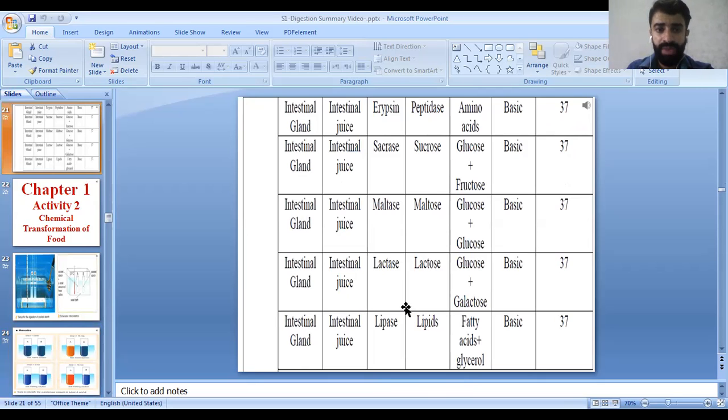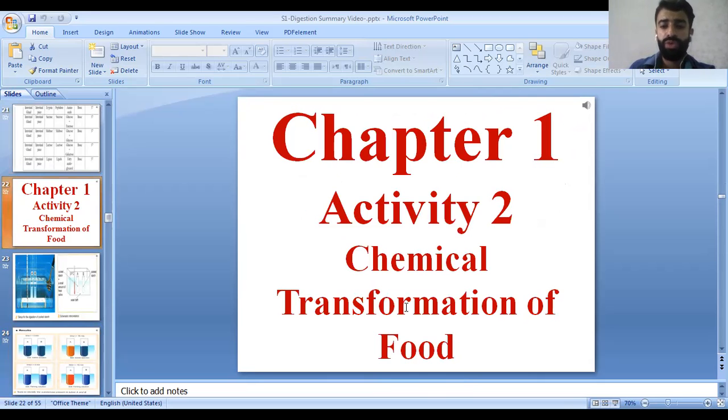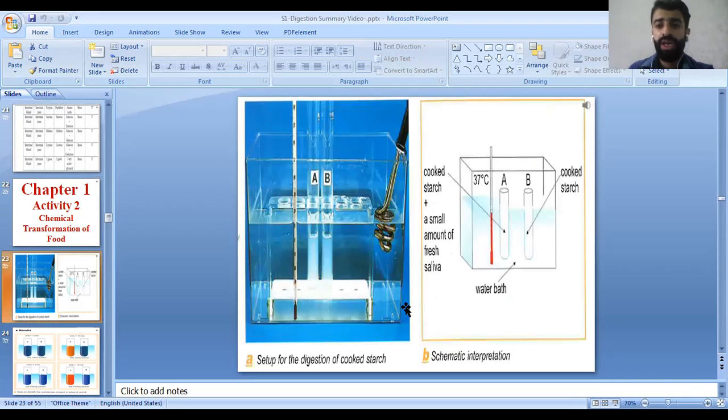Moving to Chapter 1, Activity 2, chemical transformation of food. You have to know these two tubes A and B. Both of them contain starch, while tube A contains a small amount of fresh saliva. Saliva contains an enzyme called salivary amylase.